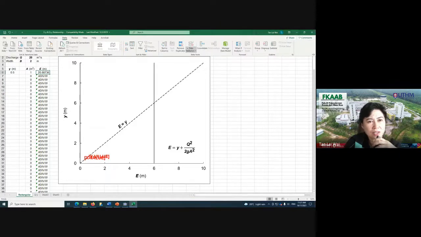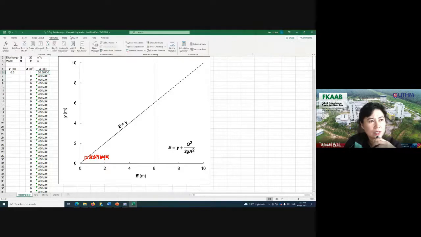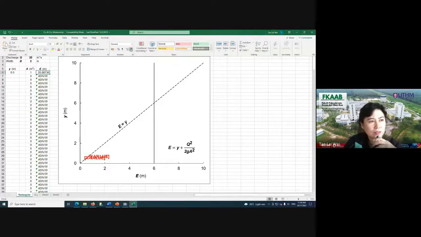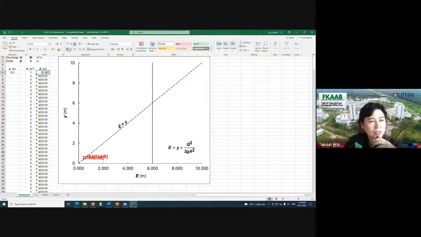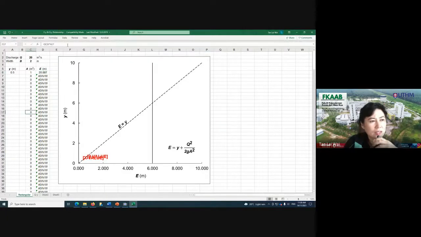So I can actually reduce this to 5 significant numbers here. Now let's see. Having the same Q, I said, let's look at what happened if the depth increases. So I have a 1 point here.